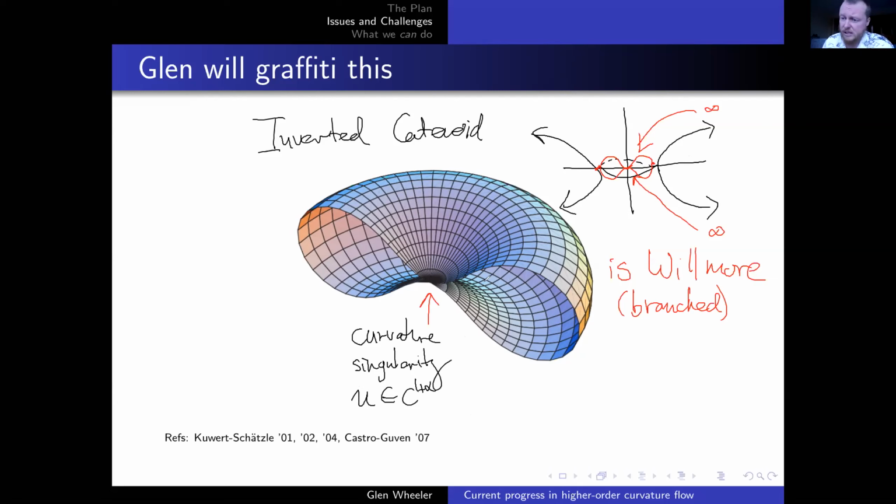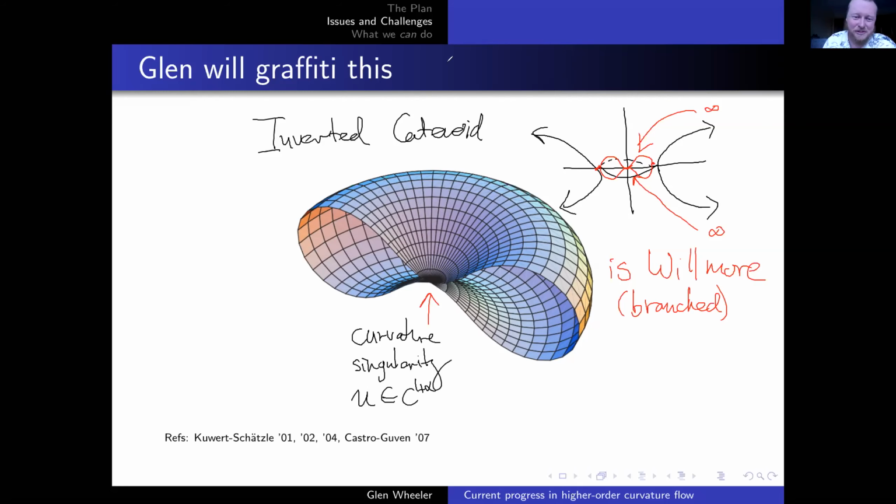And you might ask, well, what about the Willmore flow? Is the Willmore flow stable? Because this is a compact, not very smooth, but compact surface, closed surface. Can we take the Willmore flow? And the answer is sort of, yes.